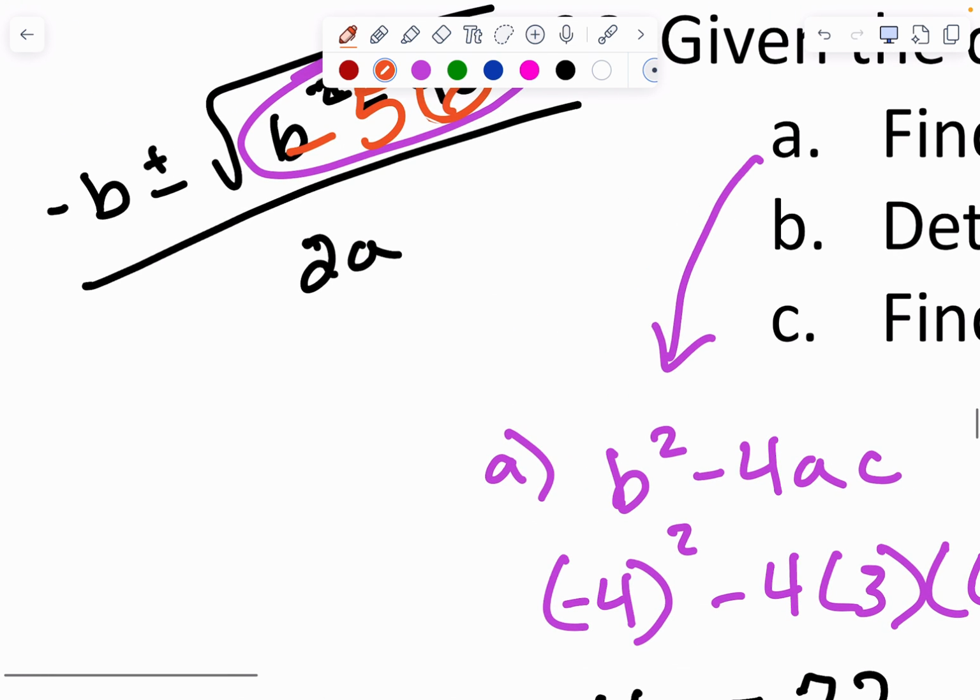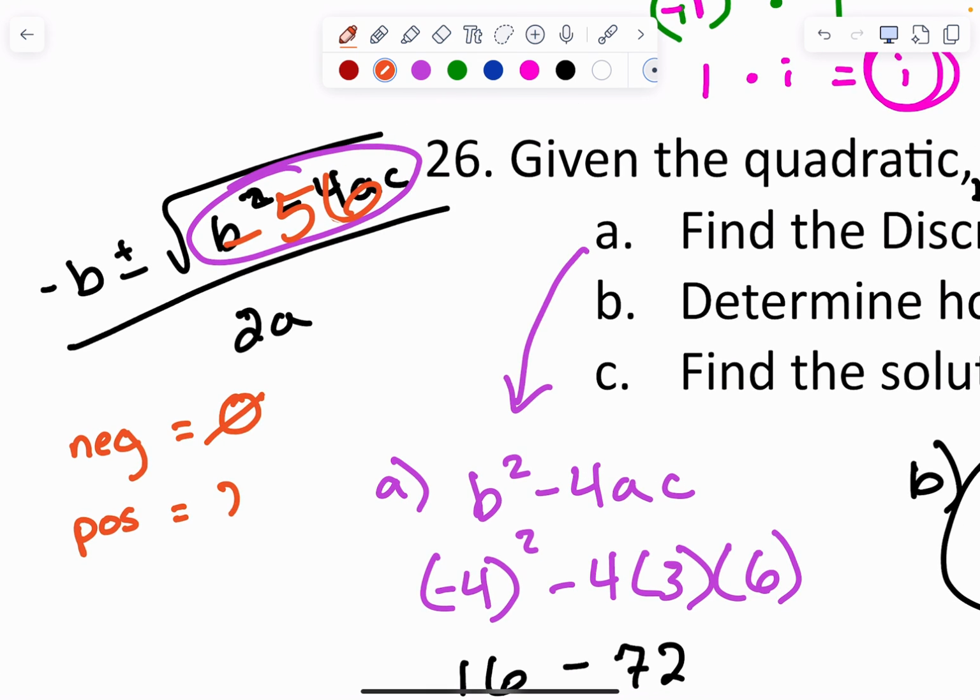If your discriminant is negative, then that means you have no solutions. If your discriminant is positive, how many solutions will you have? 2 solutions. Okay, if your discriminant is 0, how many solutions will you have? 1 solution, because something plus 0 is the same thing as something minus 0, right? That's what we get. Good.